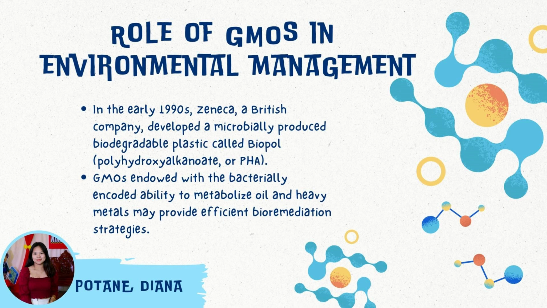In the early 1990s, Zeneca, a British company, developed a microbially produced biodegradable plastic called Biopol, or polyhydroxyalkanoate, PHA. The plastic was made with the use of a GM bacterium, Ralstonia eutropha, to convert glucose and a variety of organic acids into a flexible polymer. GMOs endowed with a bacterial-encoded ability to metabolize oil and heavy metals may provide an efficient bioremediation strategy.